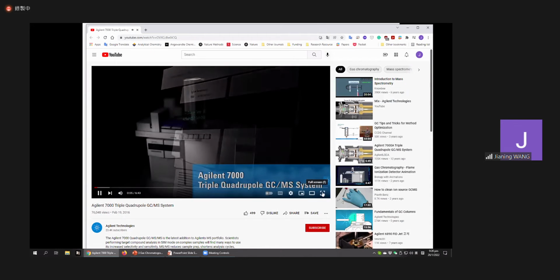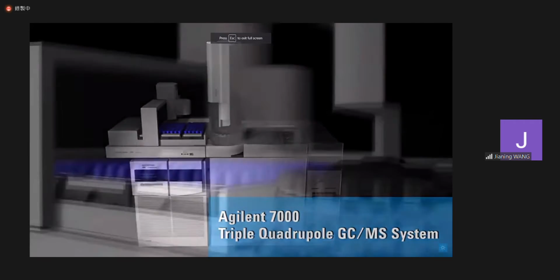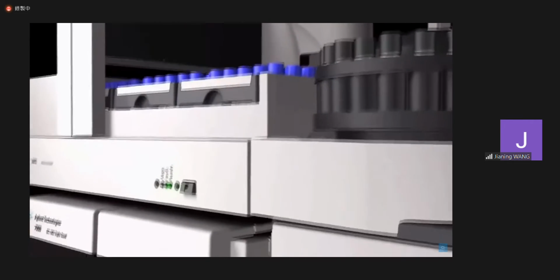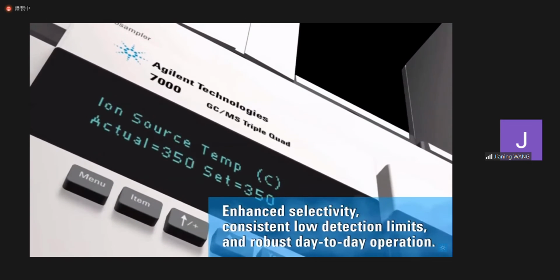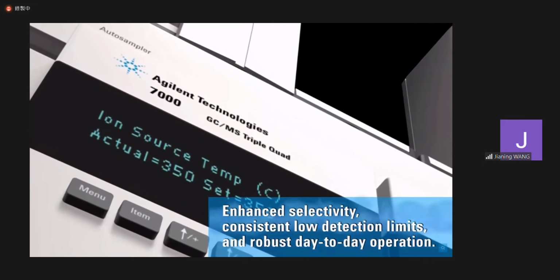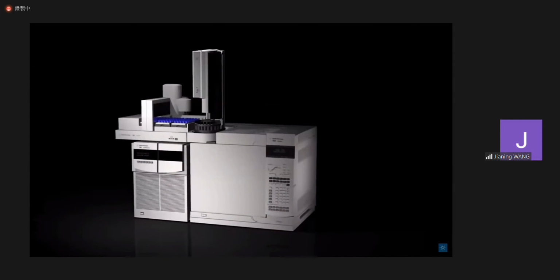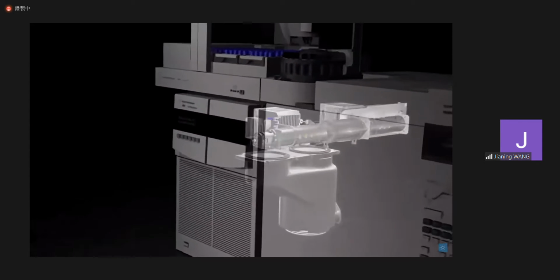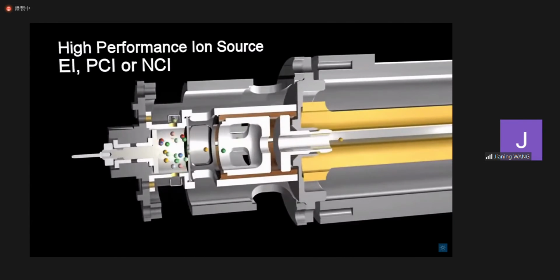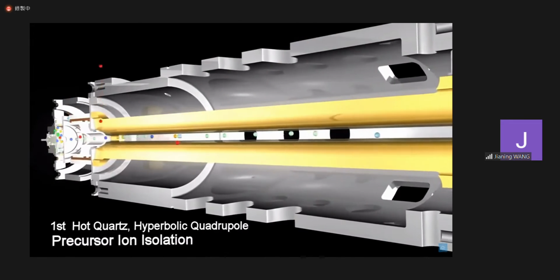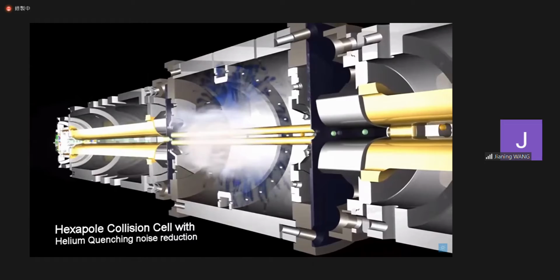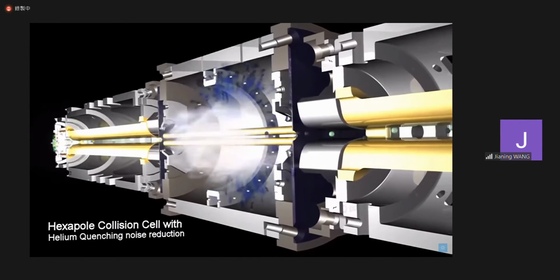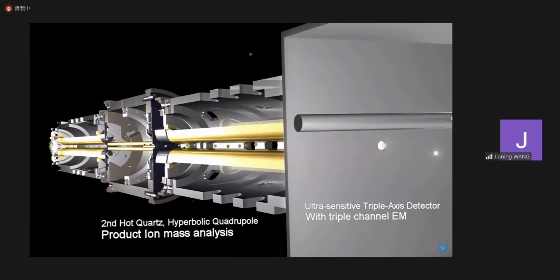This is an example of how a GC-MS system works. Designed specifically for the unique requirements of gas chromatography applications. These requirements include enhanced selectivity, consistent low detection limits, and robust day-to-day operation. The typical MS description focuses on the extraction of ions from the source, isolation of the precursor ion in the first quadrupole, dissociation of the precursor ion in the collision cell, and mass filtering of the product ions in the second quadrupole before detection.